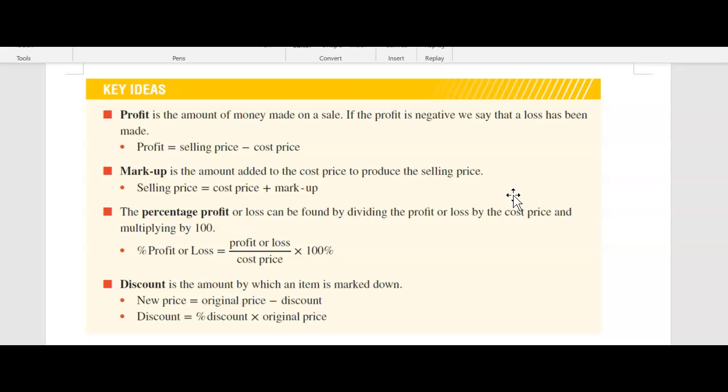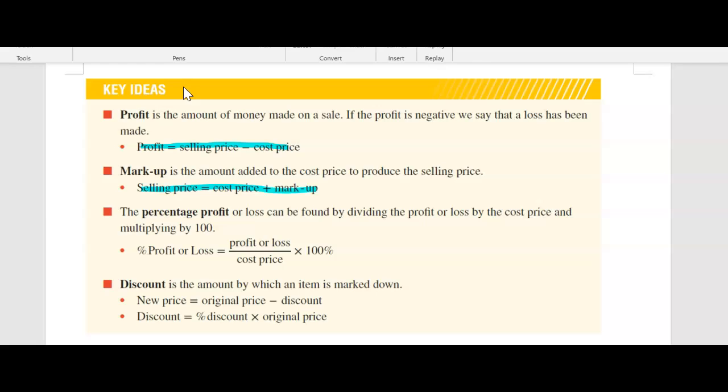Markup is how much you're adding onto the price. So it is the amount added to the cost price to produce the selling price. So just take note of these. So your selling price equals the cost price plus the markup. So you can see with my cakes, it cost me $20 and I increased the value by 30. So that's my selling price.